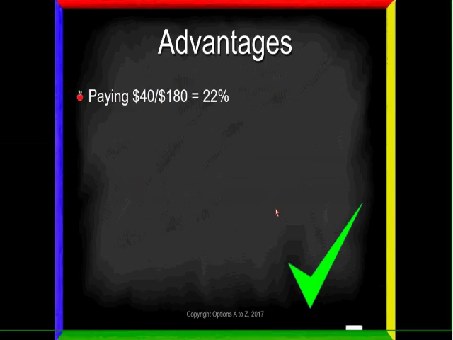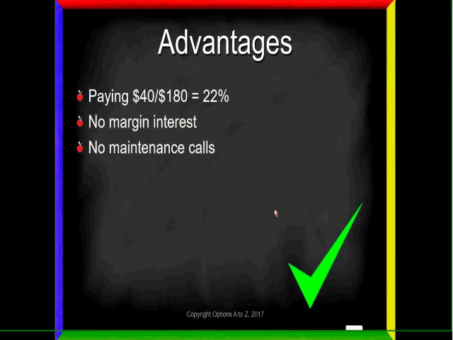I'm paying $40 instead of $180. I'm paying 22% of the stock's price. There's no margin interest. For any of you who trade stocks, know that if you go on margin, you've got to go 50%. Unless you've got a ton of SMA in the account, you can go 25% as a pattern day trader, down to 25% intraday, which means by the end of the trading day, you've got to be out. I can keep you at 22% for a year. And you've got no margin interest. You have no maintenance calls. Again, a pattern day trader only gets 25% intraday.